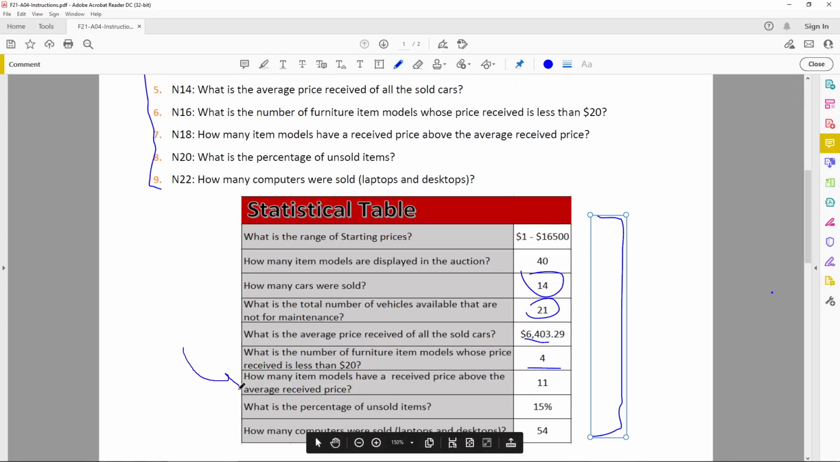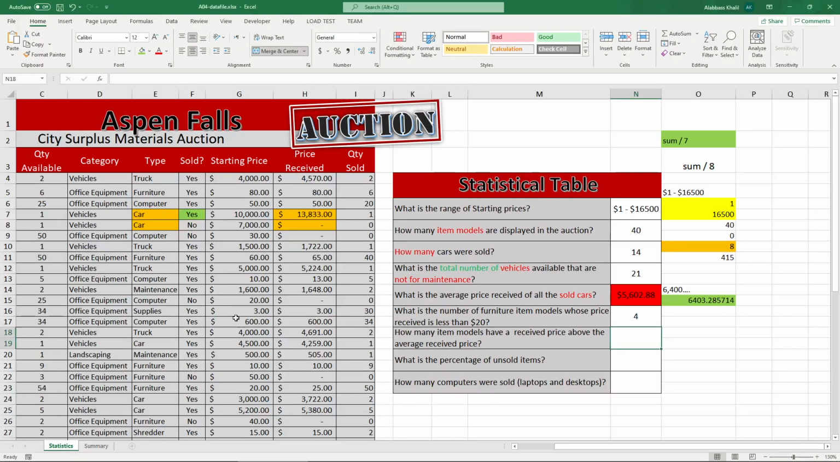Moving on to the next one. So again, this one was nothing. We only had 2 conditions. And again, since they're saying item models, we use the count. Had they said how many, we would have maybe done some and then summed the sold ones, or maybe the quantity available, depending on the question. Price received might tell us, oh, they want the quantity sold.